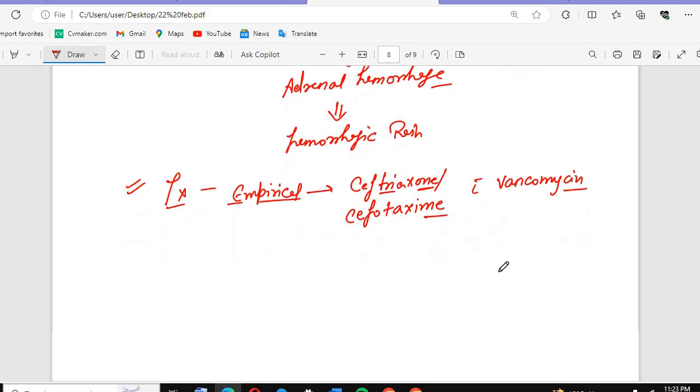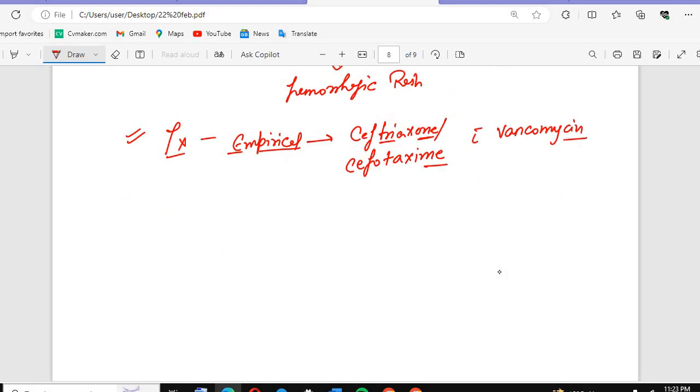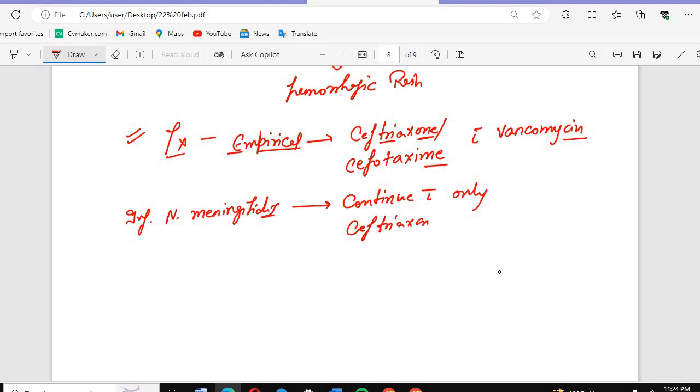Now remember that if Neisseria meningitidis infection is identified, what do we need to do? Continue with only ceftriaxone, or only ceftriaxone or cefotaxime. We don't need to give vancomycin.